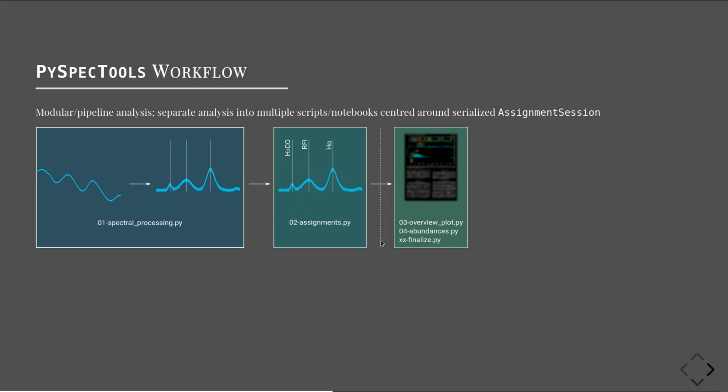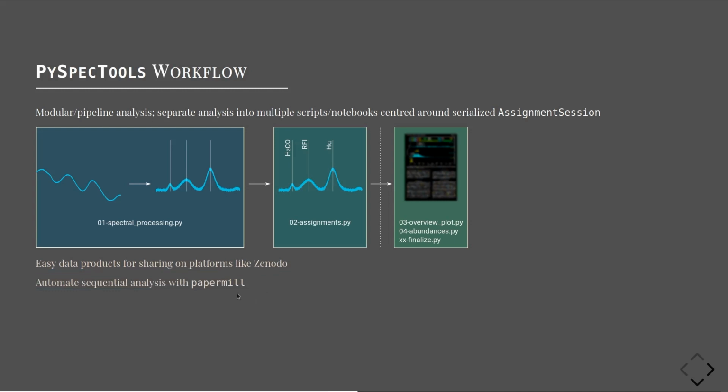And this dotted line now indicates that the assignment session is serialized and becomes more or less read-only, so that all the analysis afterwards uses only the serialized assignment session data to make figures and line profile analysis. A final script then uses the assignment session data to export all the analysis into CSVs, tech tables, and an interactive report that streamlines the whole process of sharing data with collaborators or putting them on platforms like Zenodo.